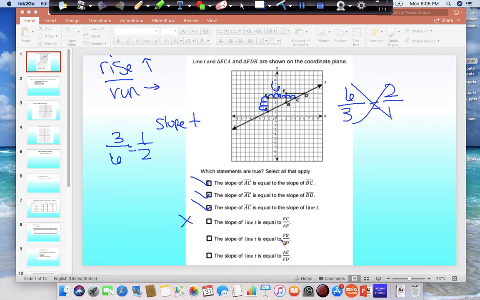The next one says the slope of line T is equal to FB over FD. FB is 2 over FD, which is 4. That reduces to 1/2, so that is true. The slope of line T is equal to AE over FD. AE is 3 over FD, which is 4. 3/4 is not equal to 1/2, so that is not true. So you should have the first 3 marked and then the 5th one marked as well.